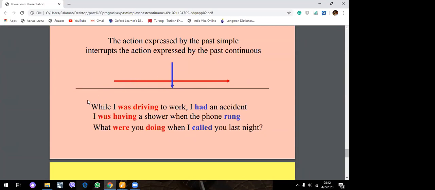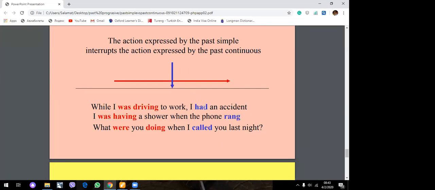There is a longer event. I was driving to work. While I was driving to work, we use past continuous tense for longer action, longer event. The single event interrupted my driving, okay? My action, longer action. I had an accident. That's why I stopped my driving. While I was driving, this is the long action, long event. The interrupt action, we use past simple. Okay, I had an accident.